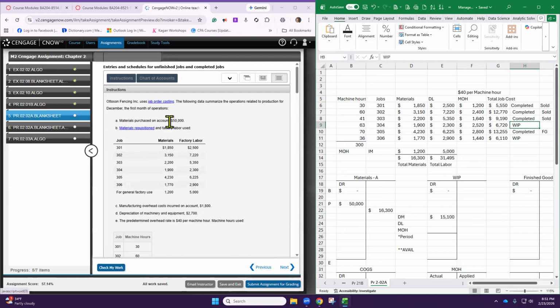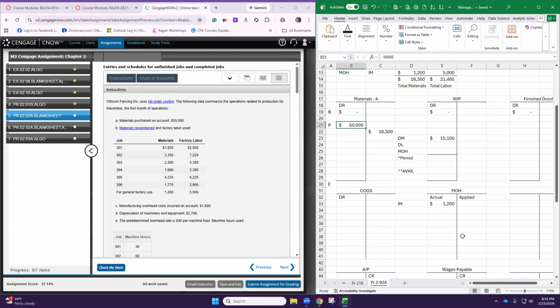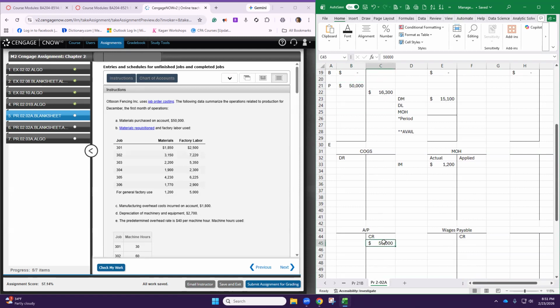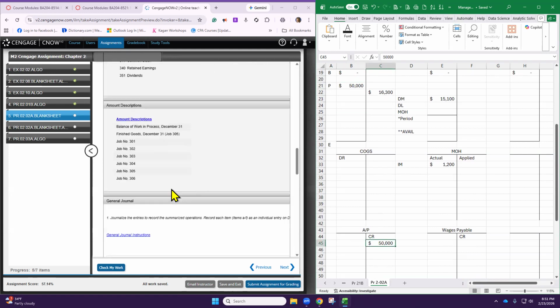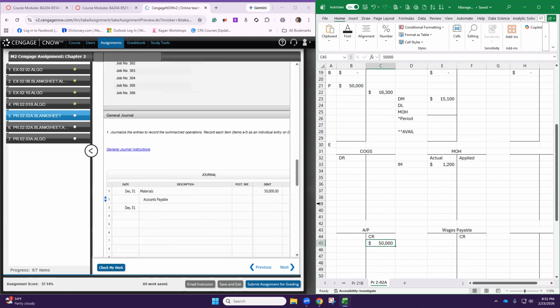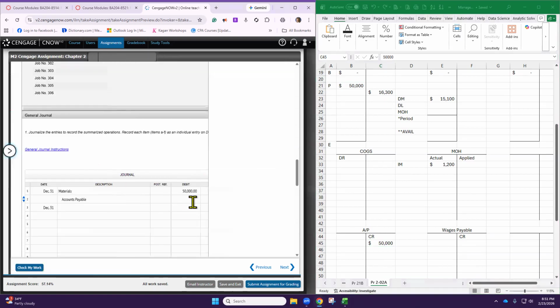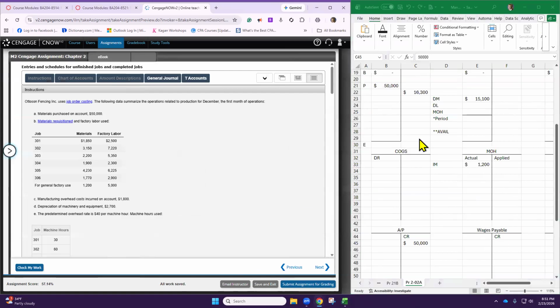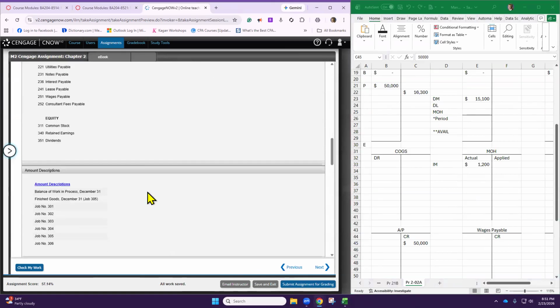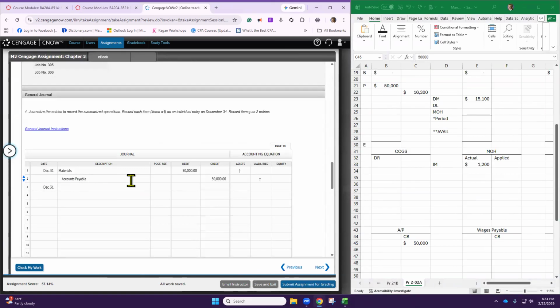So purchasing materials on account, 50,000 to materials as a debit, and 50,000 to accounts payable as a credit. Okay, so I already did that one. Move this over and make this bigger. So 50,000 and 50,000 is our first entry on December 31st. It says to record all the entries on December 31st, and we're going to do these individually.